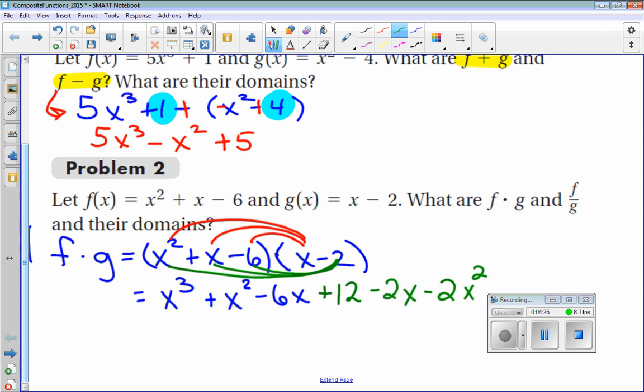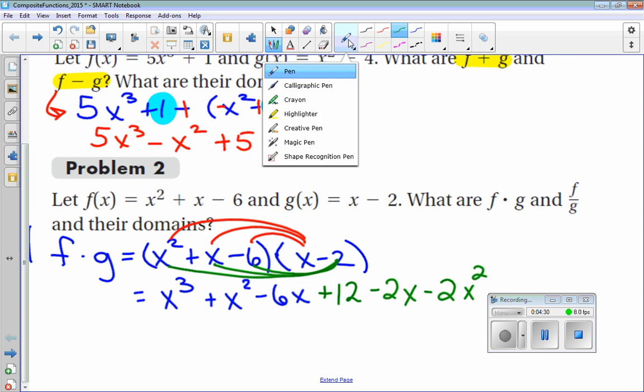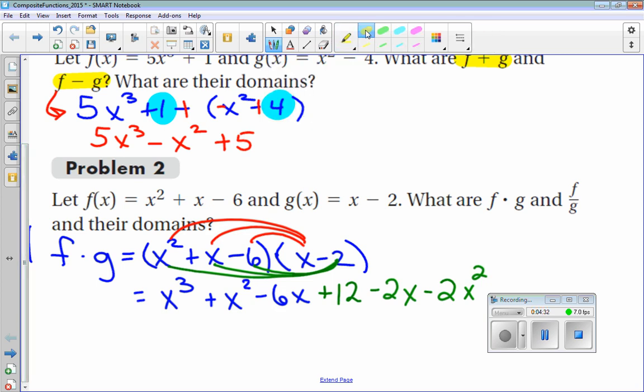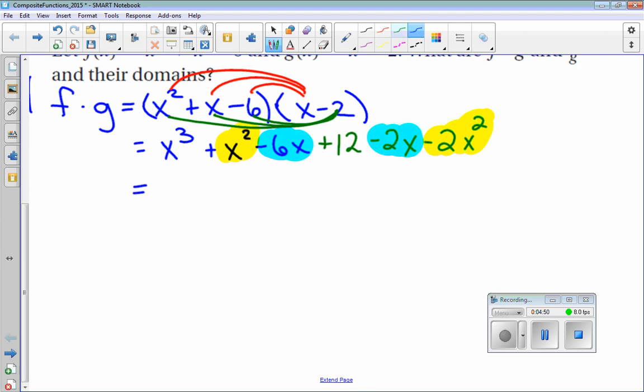All right, what do I do at this point? Perfect. I'm going to look to see if there are any like terms to combine. So is there anything with the x cubed I can combine? No. But there are some x squared terms that I can combine. And there are some x terms I can combine. Well, hang on, not yet. We've got to put the x cubed down there too, right? So I'm going to say x cubed.